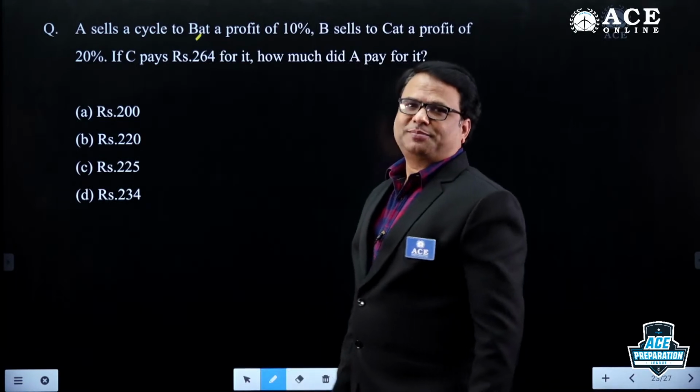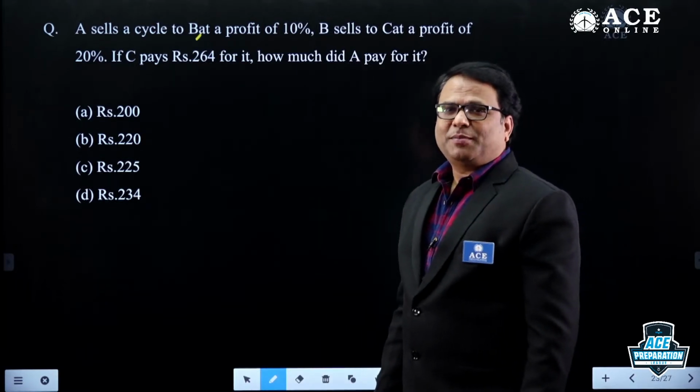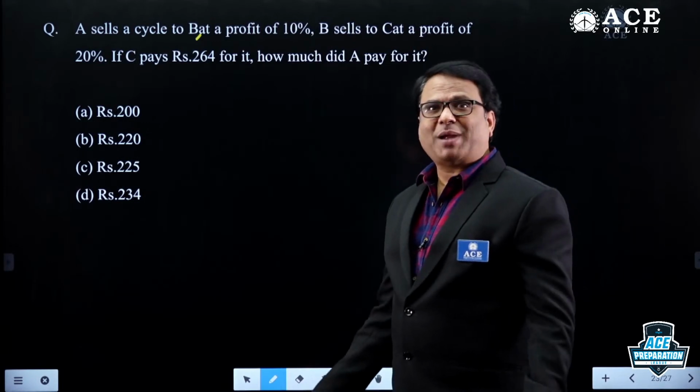After B, there must be a comma. Otherwise, you and I may read it as bat. What is the bat? You may get confused.